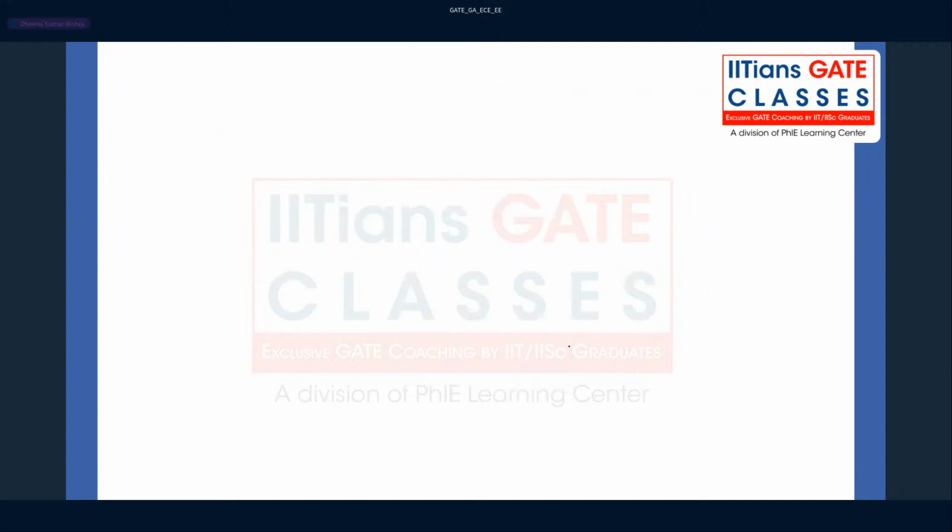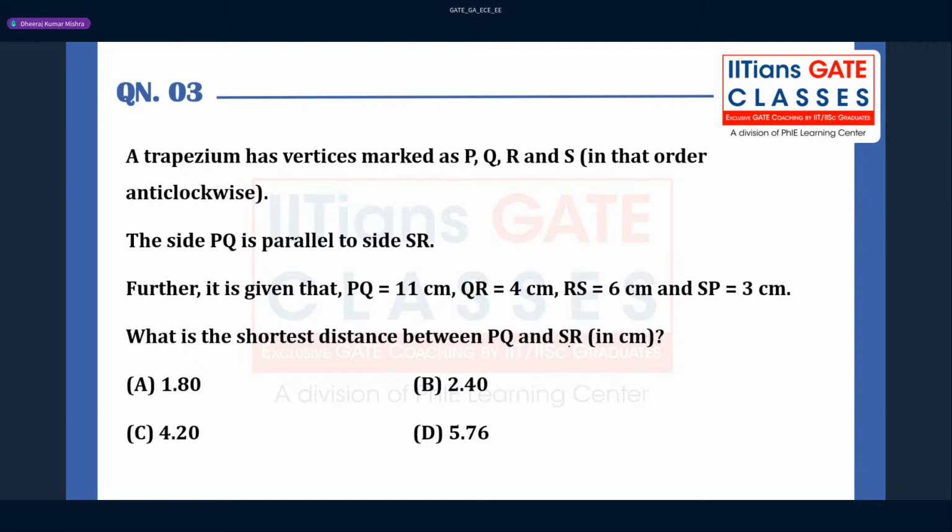Okay. Let us solve this question. This question is from geometry, and these kinds of figures we have discussed also: how to find the area of the trapezium and so on. First of all, you have to realize the trapezium. You know that in a trapezium there are two sides which are parallel to each other. So a trapezium has vertices marked as P, Q, R, S in that order, anti-clockwise. You have to remember anti-clockwise. Now they have given that PQ is parallel to SR. But we don't know which one is longer and which one is shorter.